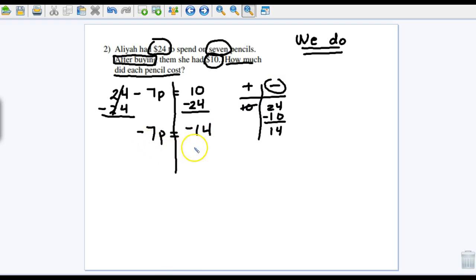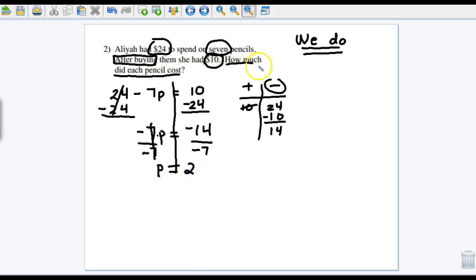So now I can do my second step here, and I have to undo this multiplication by dividing both sides by the number in front of my variable, which is a negative 7. A negative divided by a negative becomes a positive Juan, right? But Juan is shy, so we're just going to let him hide. P is equal to, again, a negative divided by a negative is a positive. 14 divided by 7. 7 times 2 is 14, so my answer is positive 2.